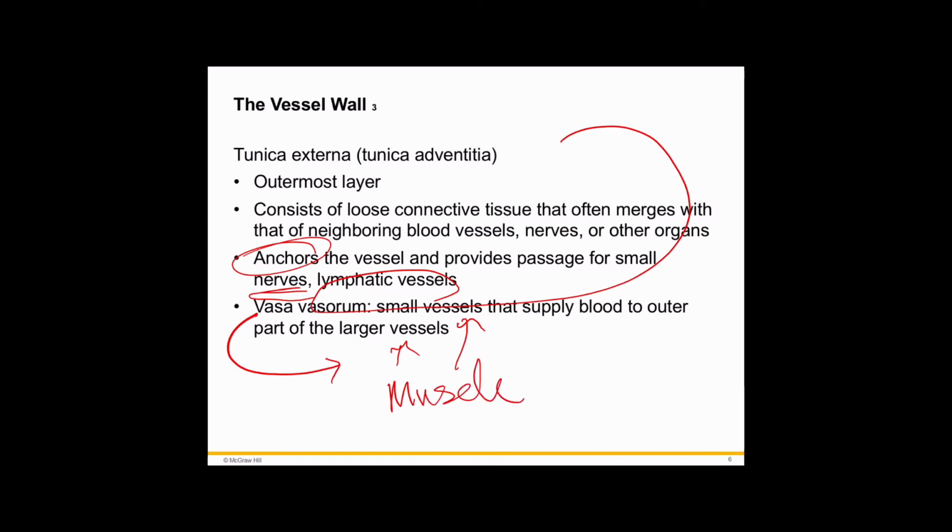muscle. Remember? Sorry, that's terrible. I can't even tell what that is.